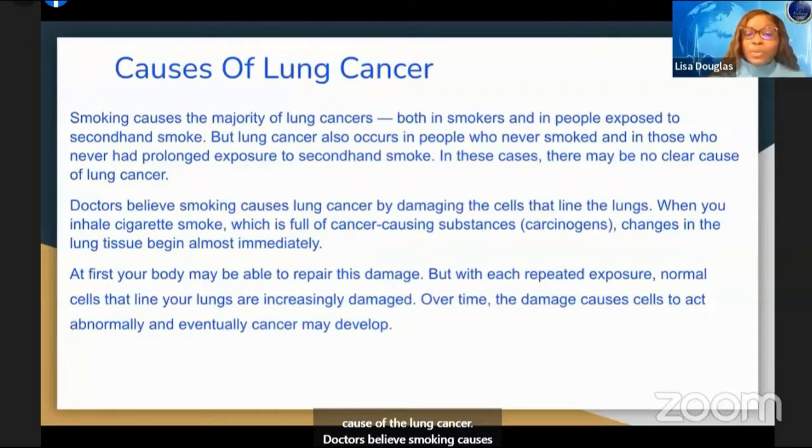Doctors believe smoking causes the majority of lung cancer by damaging the cells that line the lungs. When you inhale cigarette smoke, which is full of cancer-causing substances called carcinogens, changes in the lung tissue begin almost immediately. At first, your body may be able to repair this damage, but with each repeated exposure, normal cells that line your lungs are increasingly damaged. Over time, the damage causes cells to act abnormally, and eventually cancer may develop.